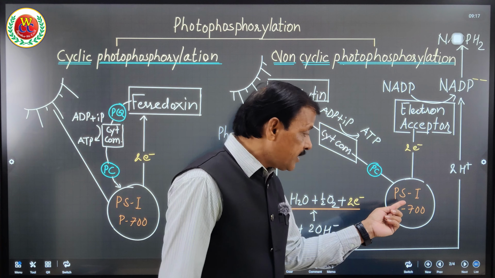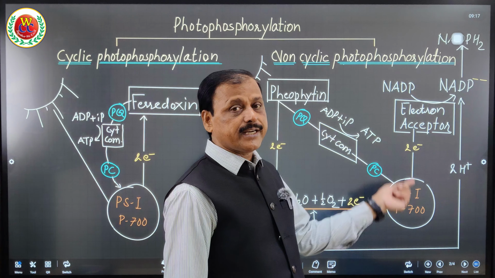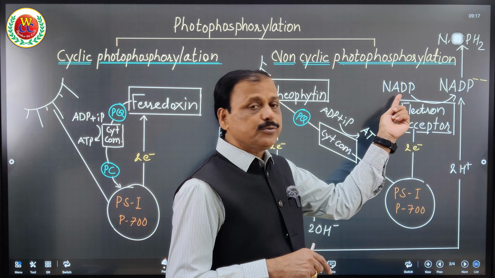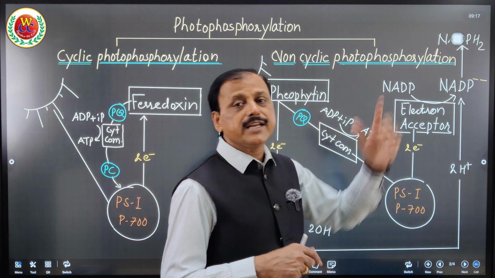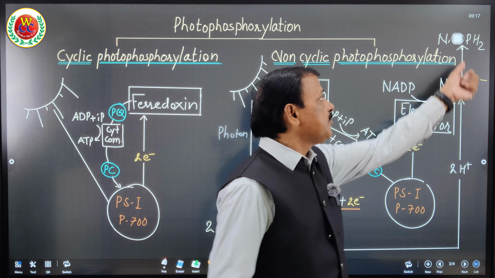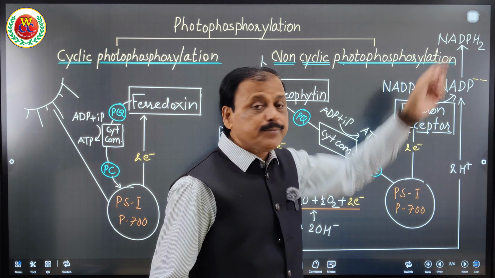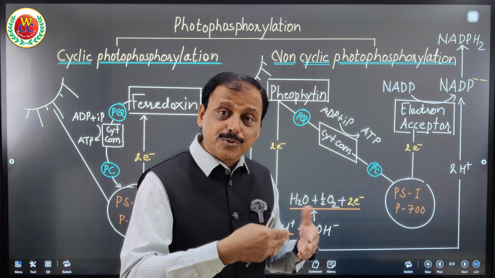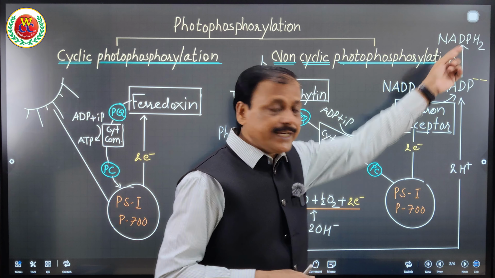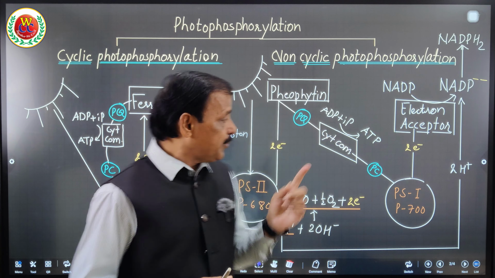Now why can this PS1 receive this electron? Because PS1 also got excited and released its electron, which is transferred first to the ferredoxin, and from here it is used for the reduction of NADP into NADPH, because the NADP combines with this proton to form the NADPH2. So what is NADPH2? It is a reducing agent which is supposed to donate the hydrogen to the carbon dioxide to produce the carbohydrate, and therefore NADPH2 is equally important with the ATP produced during cyclic and non-cyclic photophosphorylation. I hope you got it.